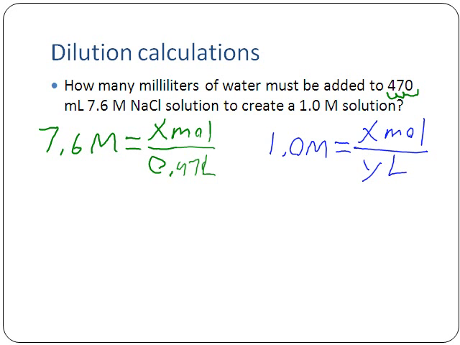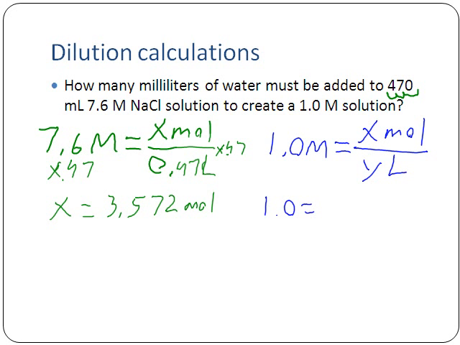And so to do that, we'll multiply 0.47 on both sides. So times 0.47, that's a multiplication guy right there. And so if you go ahead and take that in your calculator, you say 7.6 times 0.47, and I get a 3.572. So I get that X equals 3.572 moles. I can then, once I've got that, take that 3.572 and put it into our other equation. So I get 1.0 is equal to 3.572 moles over Y liters.